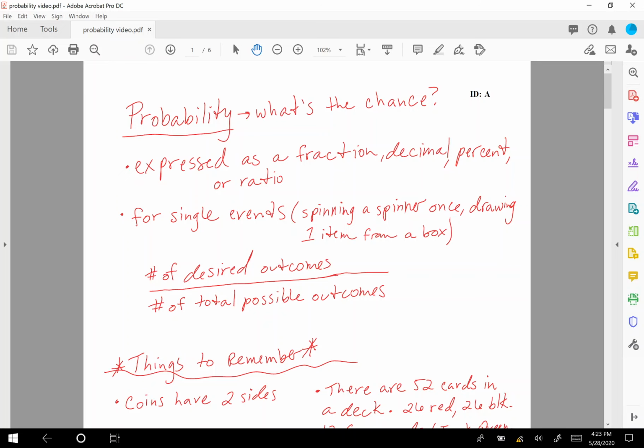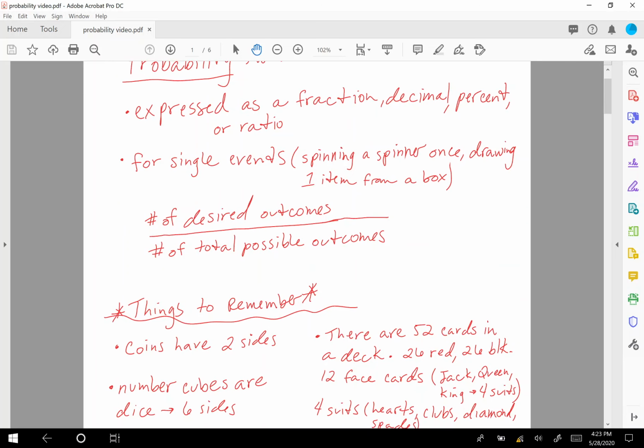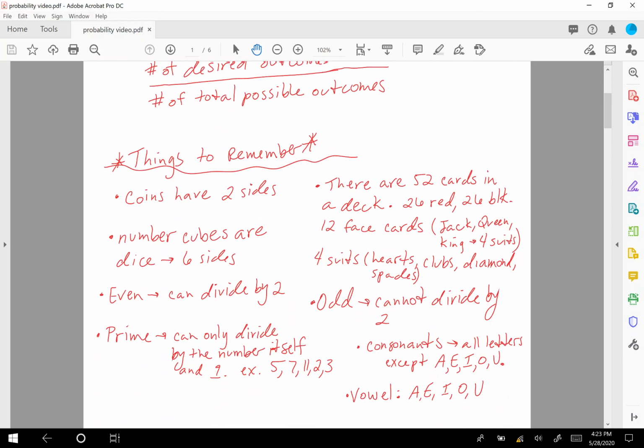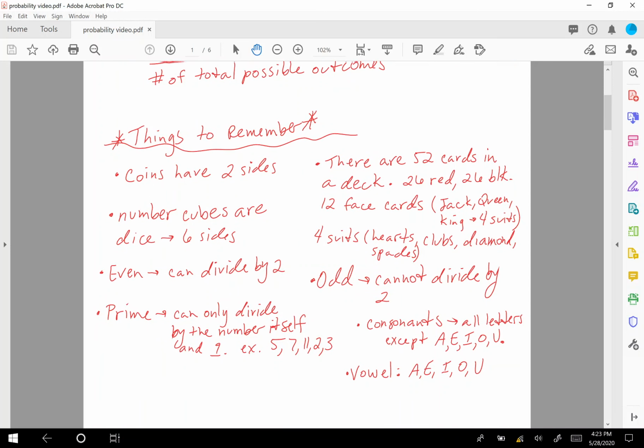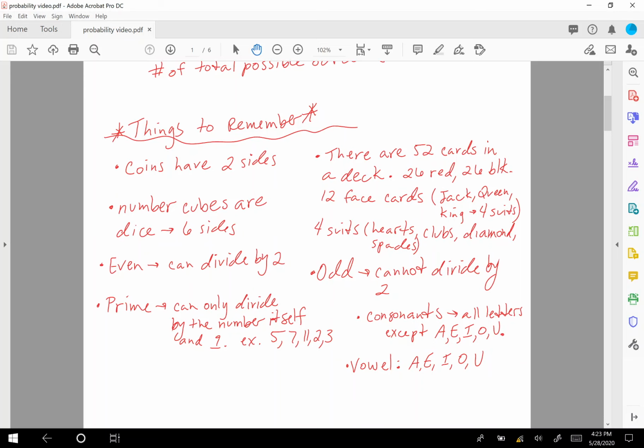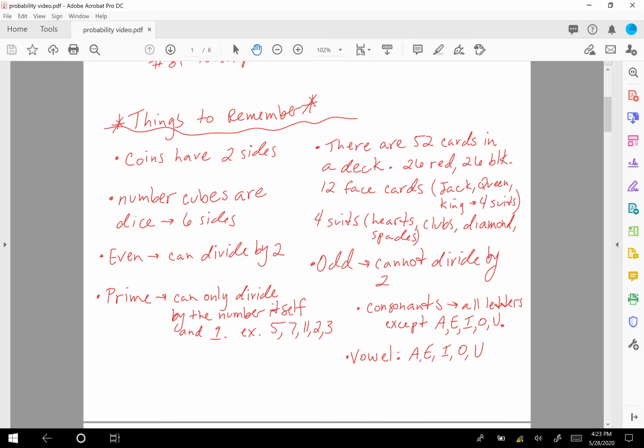Okay, and we're going to get into this as we go through here. But just some things to remember whenever we're doing probability problems, okay? Coins have two sides, a heads and a tails. Number cubes, they sometimes call things number cubes, they're dice. A standard one has 6 sides. Sometimes they'll tell you like a 10-sided die or 20-sided die or whatever, but if it just says a number cube, then know that they mean 6 sides.